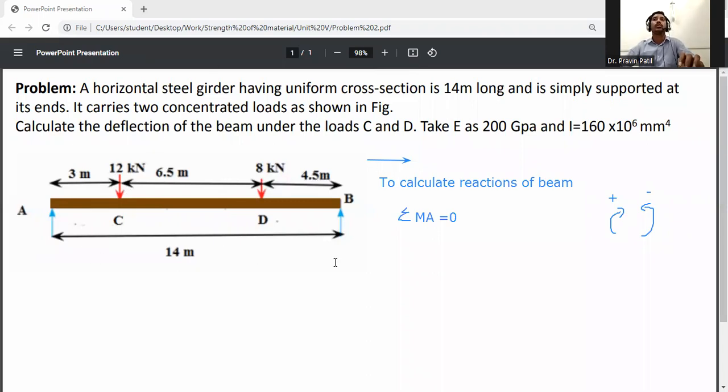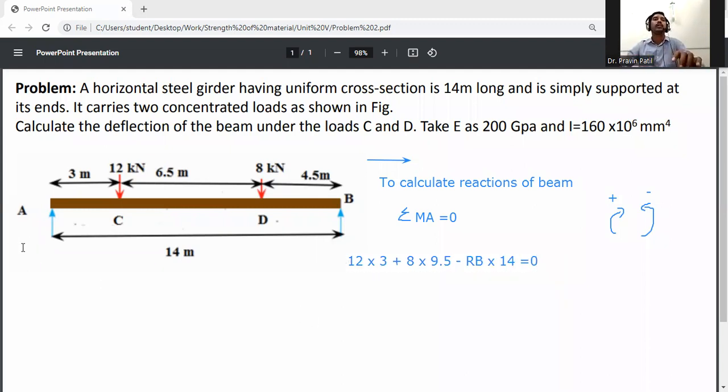Force into perpendicular distance. So 12 into distance, it is 3 meter. Then the second one is 8 kilonewton, which is also rotating in the clockwise direction. So 8 into total distance, 6.5 plus 3, which is 9.5. Then the last one is RB, the reaction at B. It will be rotating anti-clockwise. So RB into total 14 is equal to 0.